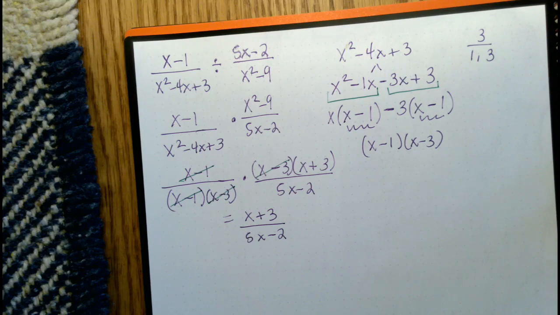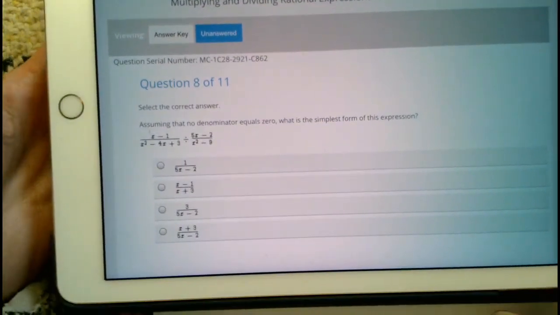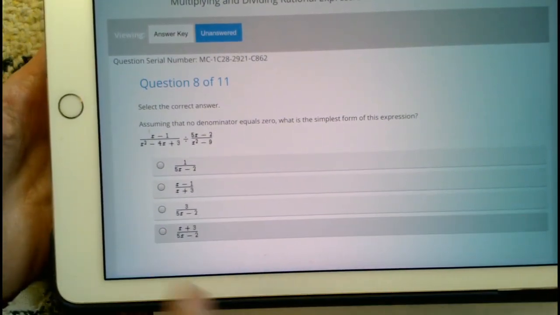And luckily enough, my iPad did not turn off this time by some fluke, but x plus 3 over 5x minus 2.